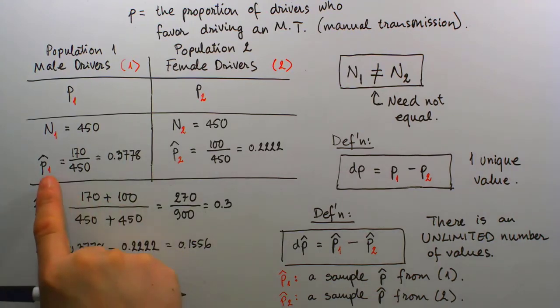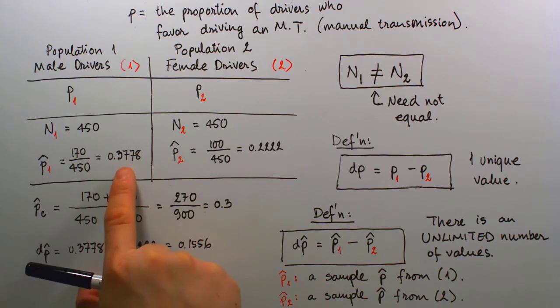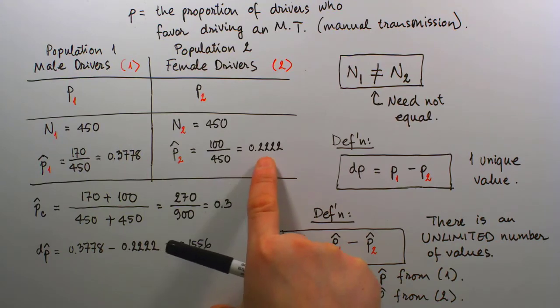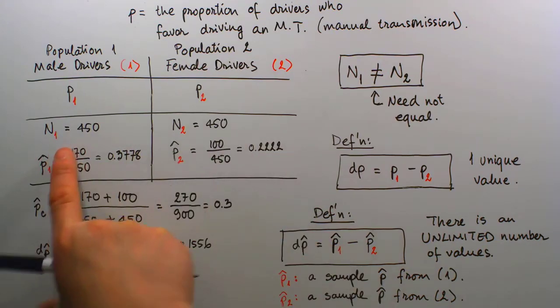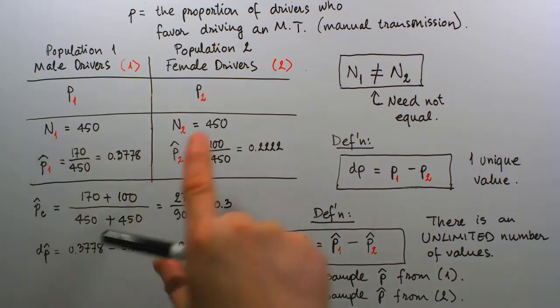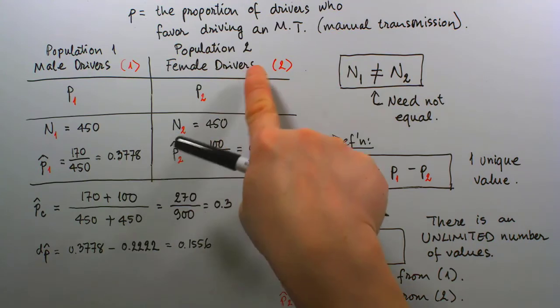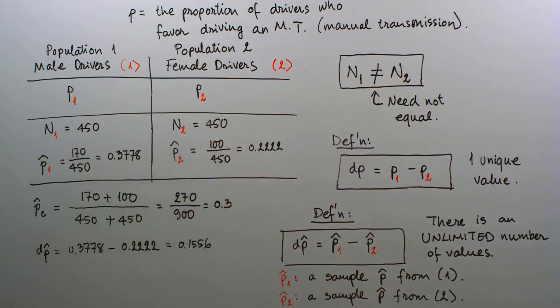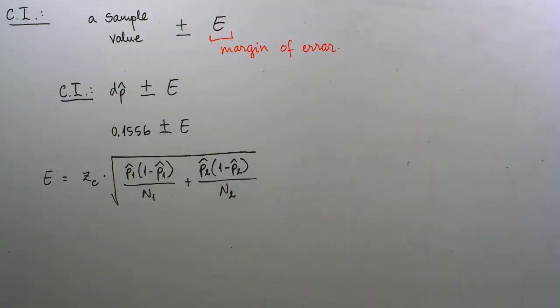So we have already had and listed down p hat 1, and in decimal it's 0.3778. We also had p hat 2 and listed down it's 0.2222. We had sample size for population 1 being n1 equals 450. We had sample size for population 2 listed here as 450, n2 equals 450. So in that way, we can almost complete this formula to calculate our desired margin of error.